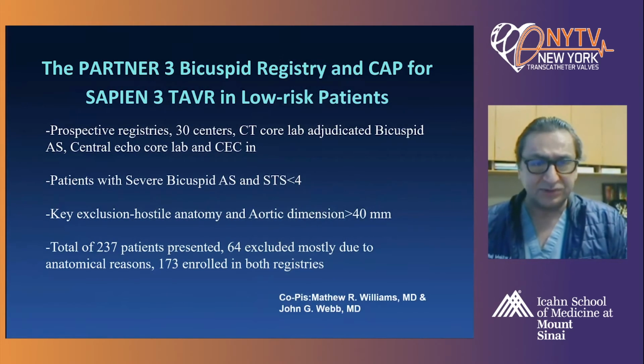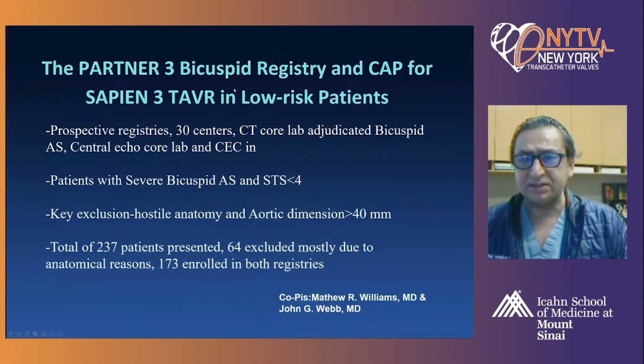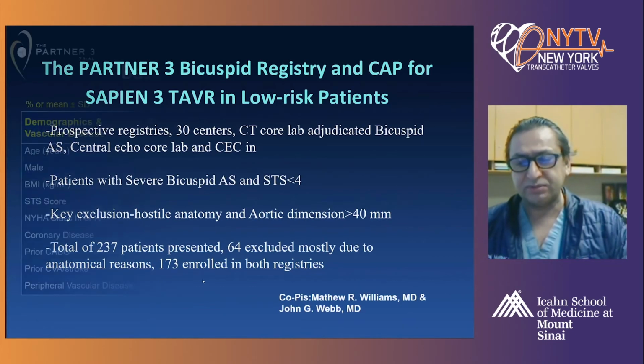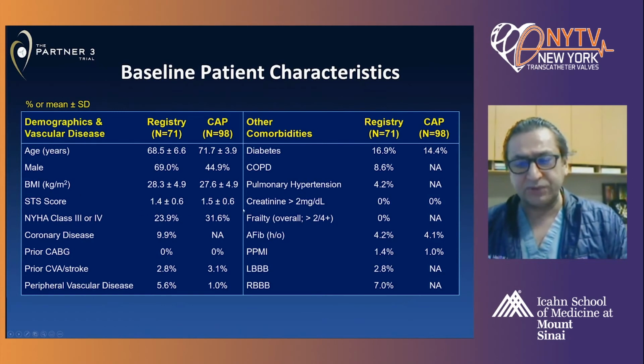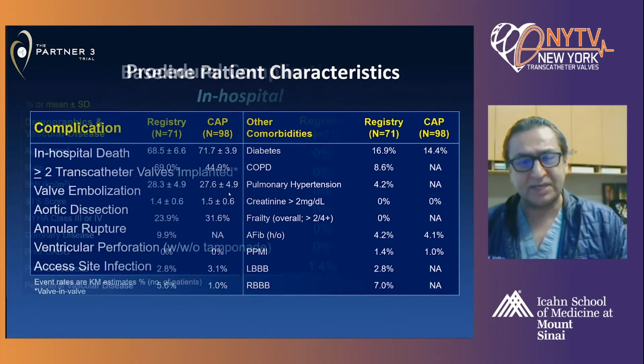So what are the other data? I think the other important data are the PARTNER 3 bicuspid registry and continued access program. These are data from 30 sites, a total of 237 patients were presented to the committee. 173 patients were enrolled in both registries. And almost 1/3 of these patients were excluded because of anatomical features. You can see that the age is 68 and 71 years, and the STS score here was 1.4 and 1.5 in registry and continued access program.